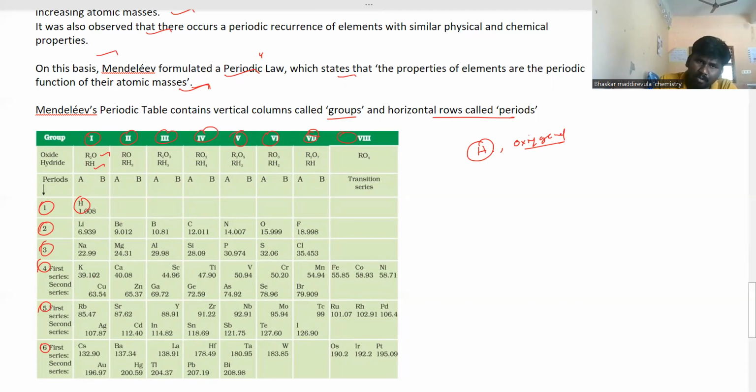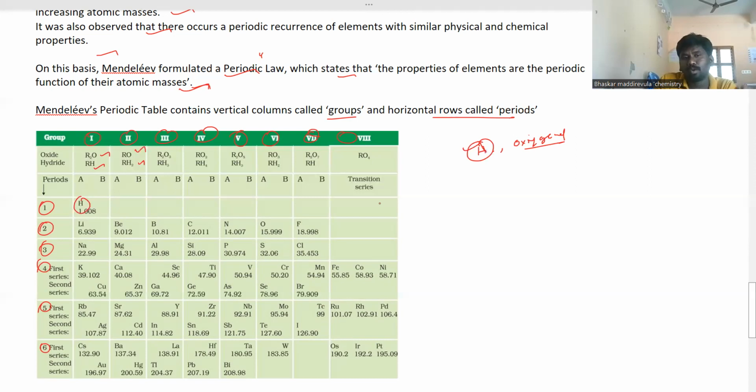The elements within the same group will form the same type of oxides and hydrides. In the same way, the second group elements, beryllium, magnesium, calcium, strontium, will form similar types of oxides and hydrides. The third group elements will also show similar types of oxides and hydrides. Basically, he put elements that show similar chemical properties toward hydrogen and oxygen in one group.